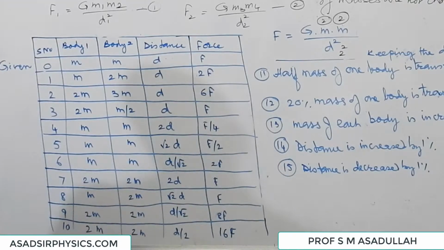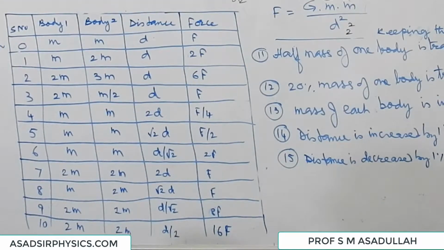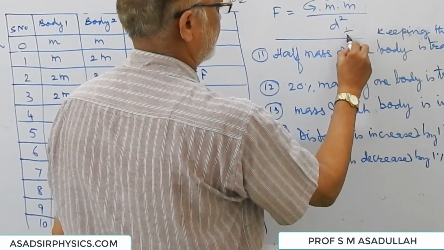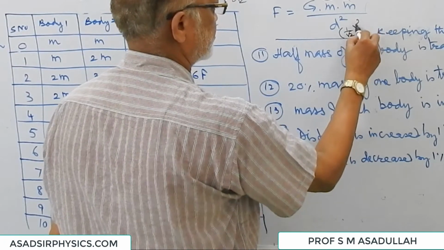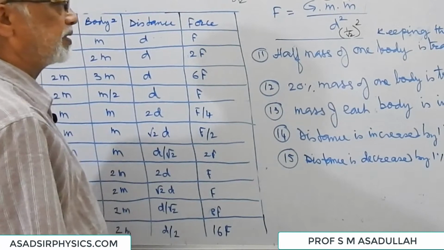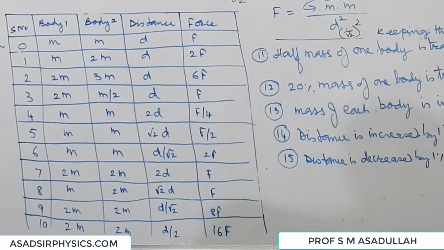Next one, both the masses are doubled, but the distance is made 1 by root 2. Both the masses are doubled, distance is made 1 by root 2 whole squared, that is half. This half will go to the numerator, 2 into 2 into 2, 8. The answer is 8F.